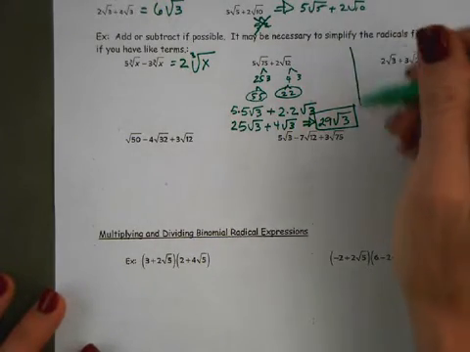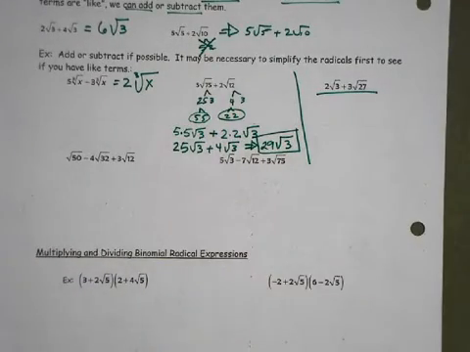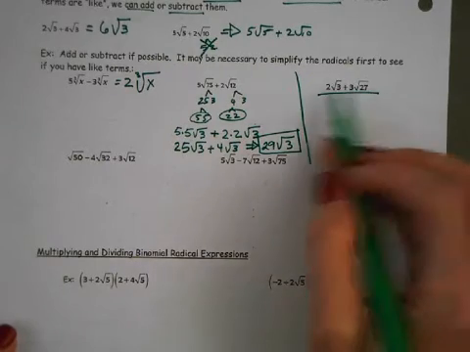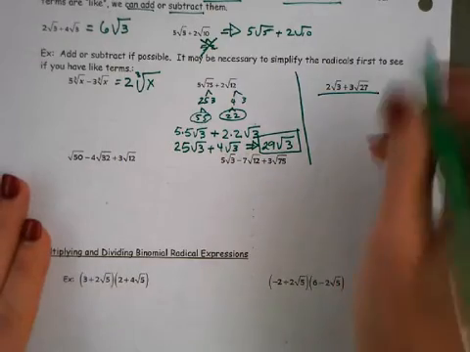Okay? Alright, see if you can try this one here on your own. Try that one there. Okay, so on here, it doesn't appear that you can merge them together, so let's see if we can take the 3 square roots of 27 and break it down.